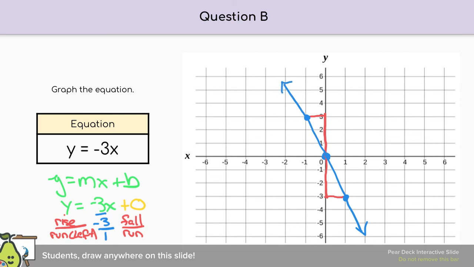So it's really up to you, okay? You can either fall and go to the right, or you can rise and run to the left when our slope is negative. So as we can see, and it's always good to just double check, going from the left side to the right side, our line is slanted downward. We are going downhill, which indicates a negative slope.